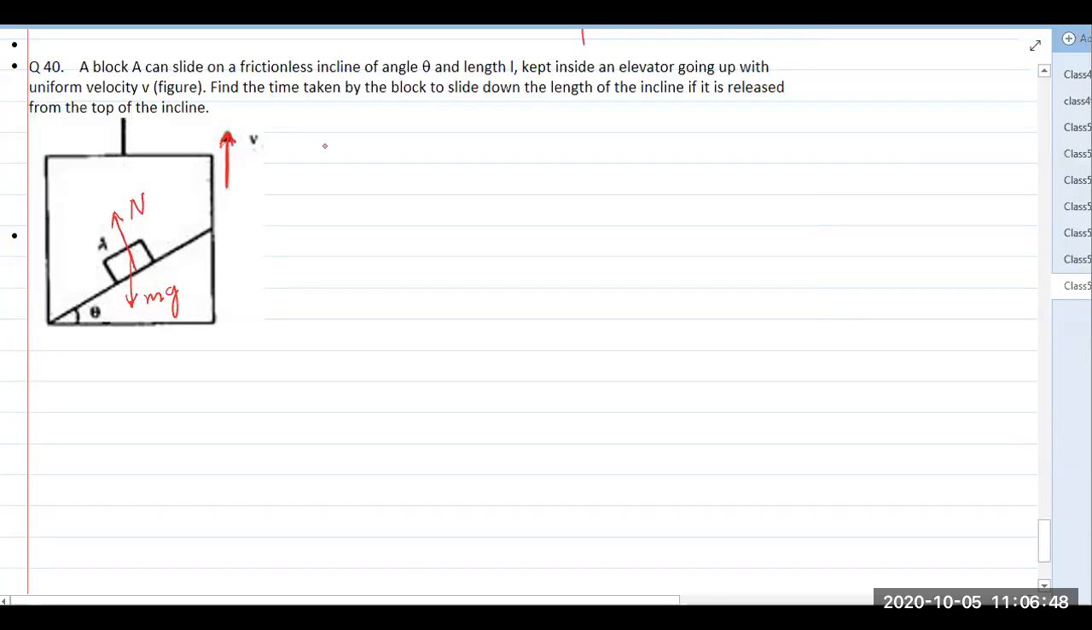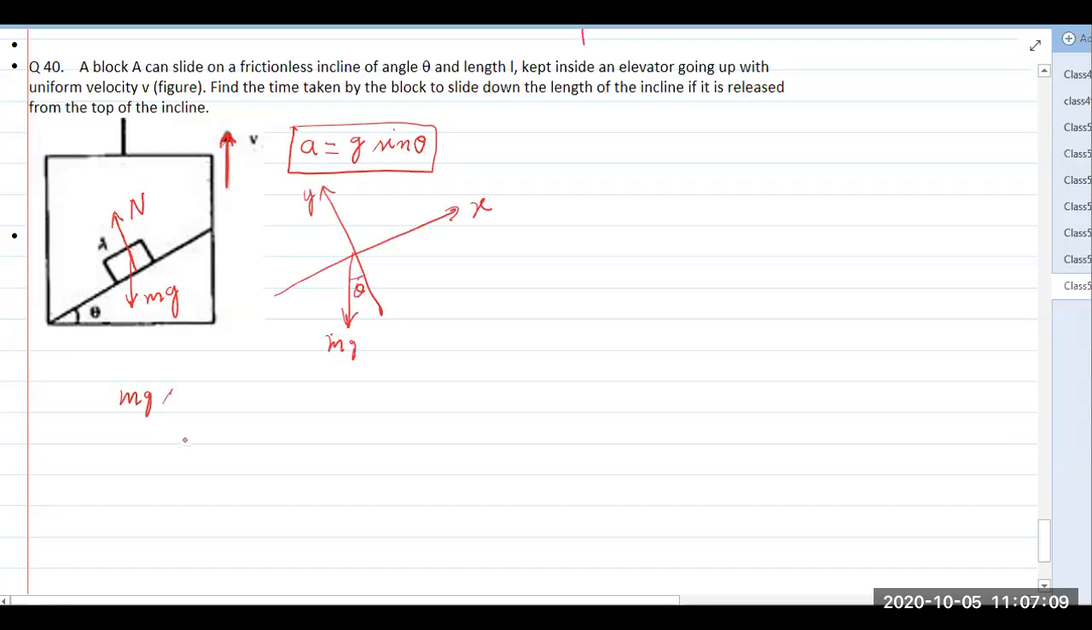I am writing it directly because we have done it in the previous questions. So how do we write it? We take the x-axis like this, y-axis like this. We take mg here. This will become theta. So the component of mg along the x-axis will be mg sin theta, and that is equal to ma. So a comes out to be g sin theta. So these things we have already done, and pseudo force is not applied here because the lift is moving with constant velocity. Now the second part, I am giving the second part of this question.